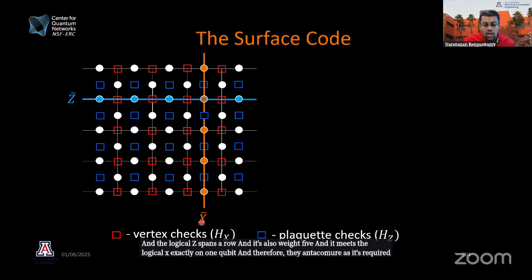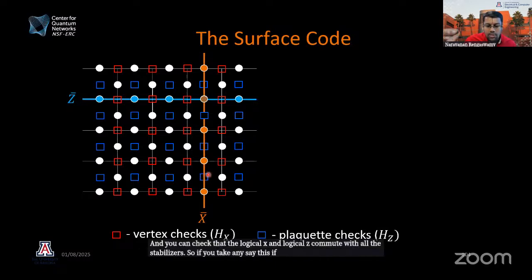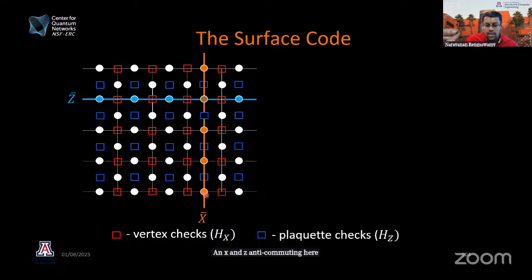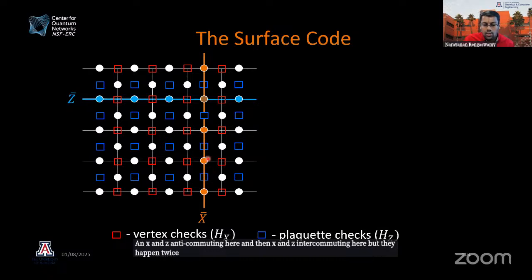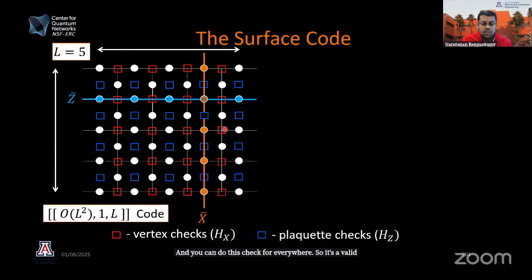And you can check that the logical X and logical Z commute with all the stabilizers. So if you take this Z-type check, which applies Z, Z, Z, Z, it intersects the logical X exactly on 2 qubits. So you have an X and Z anti-commuting here and an X and Z anti-commuting here, but they happen twice. And so overall, this logical X operator commutes with this Z-type stabilizer. And you can do this check everywhere. So it's a valid code and it's distance 5.